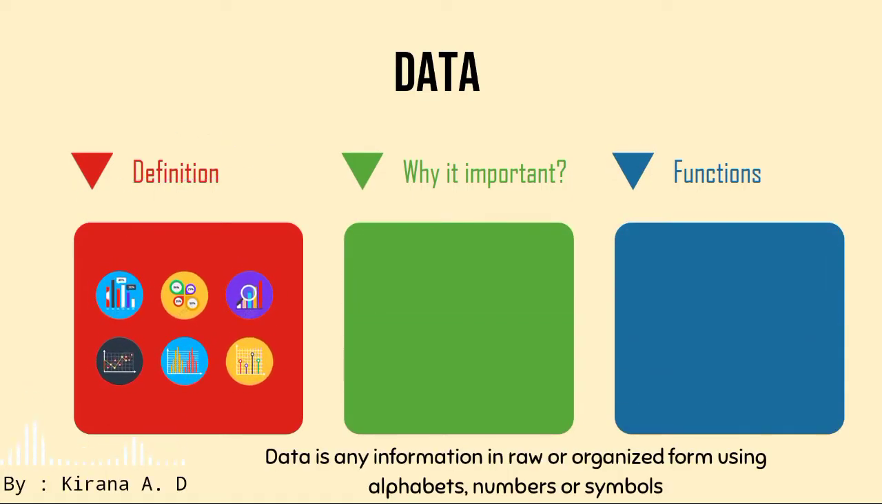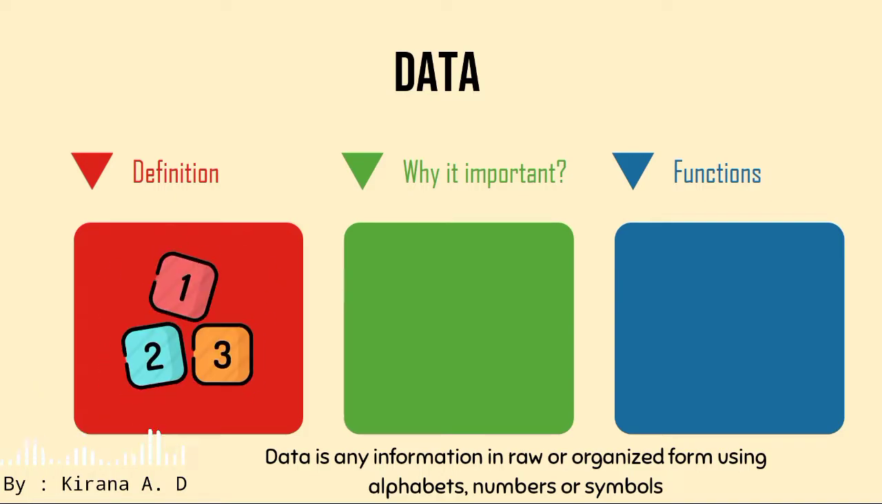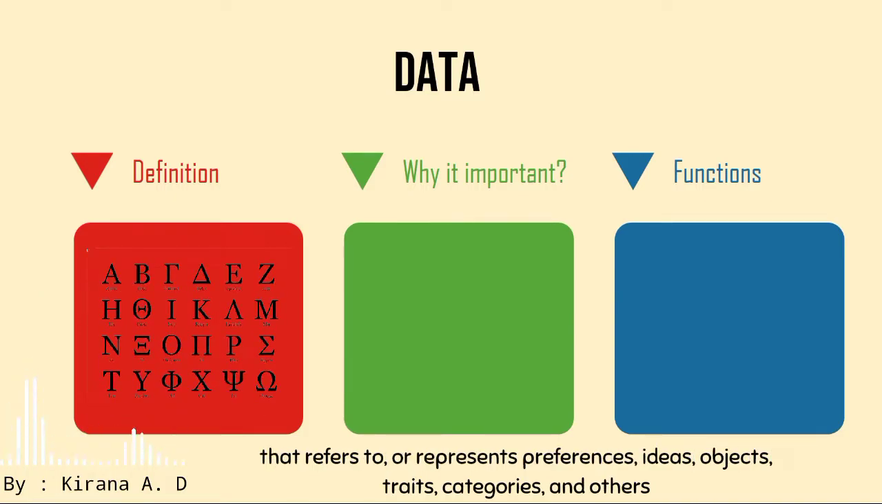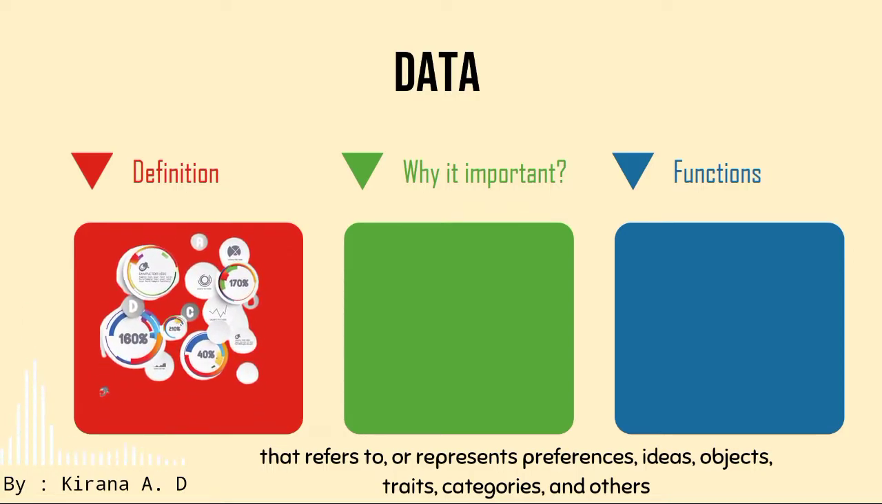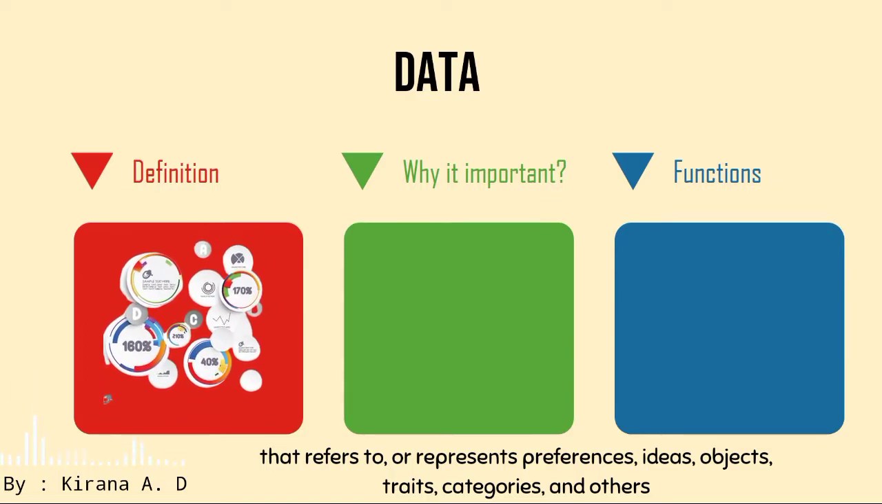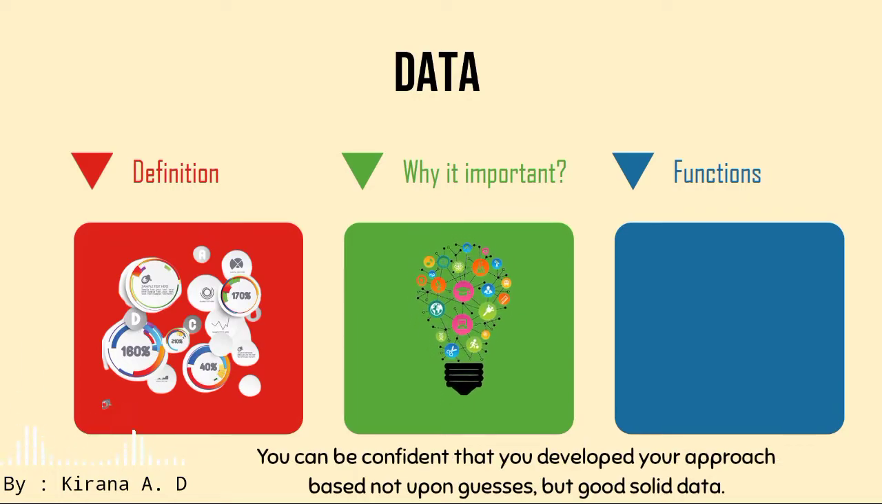Data is any information in raw or organized form using alphabets, numbers, or symbols that refers to or represents preferences, ideas, objects, traits, categories, and others. Why is data so important? Because data will help you explain. You can be confident that you develop your approach based not upon guesses, but good solid data.